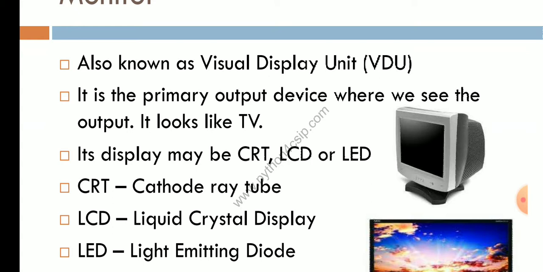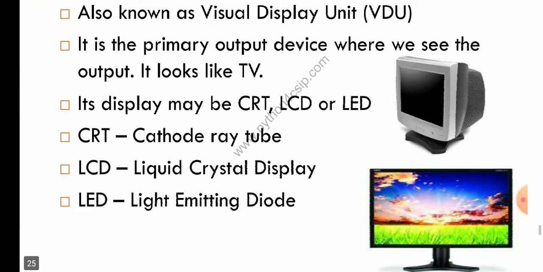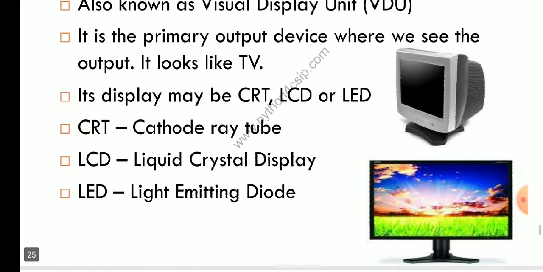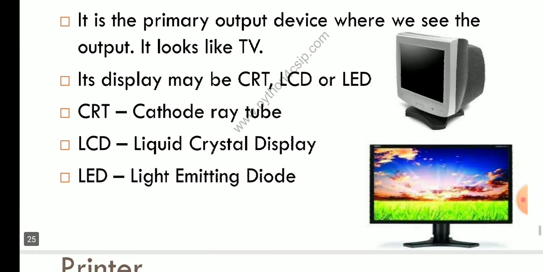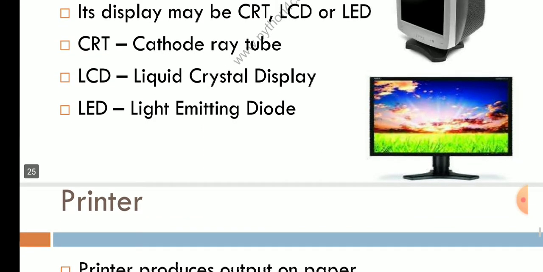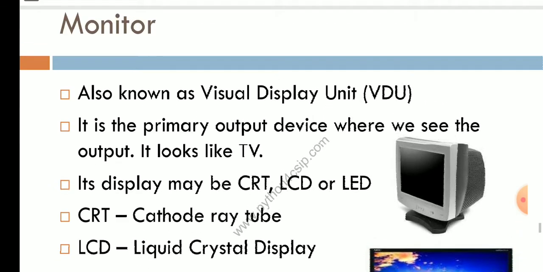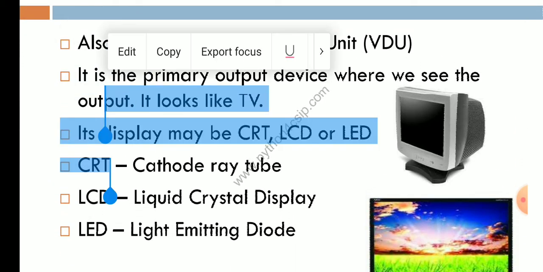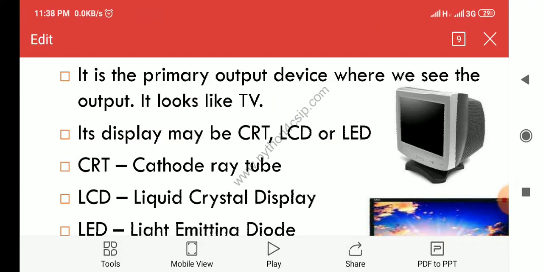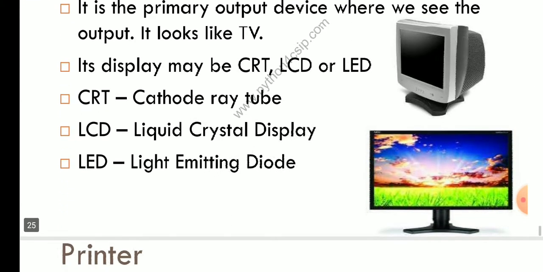That monitor can be classified into CRT (cathode ray tube), LCD (liquid crystal display), or LED (light emitting diode). These are the different types of monitors. In olden days we used CRT, cathode ray tube. It looks like a TV and uses cathode rays to display. Next to the cathode ray is LCD, liquid crystal display, and then next to this, light emitting diode. These are the three different varieties of monitors. In olden days we were using CRT, but nowadays we are using LCD or LED.